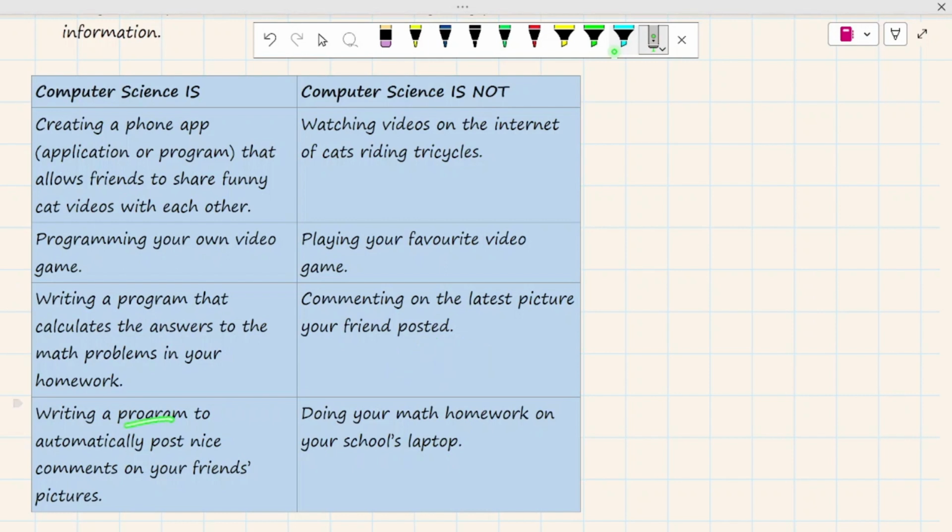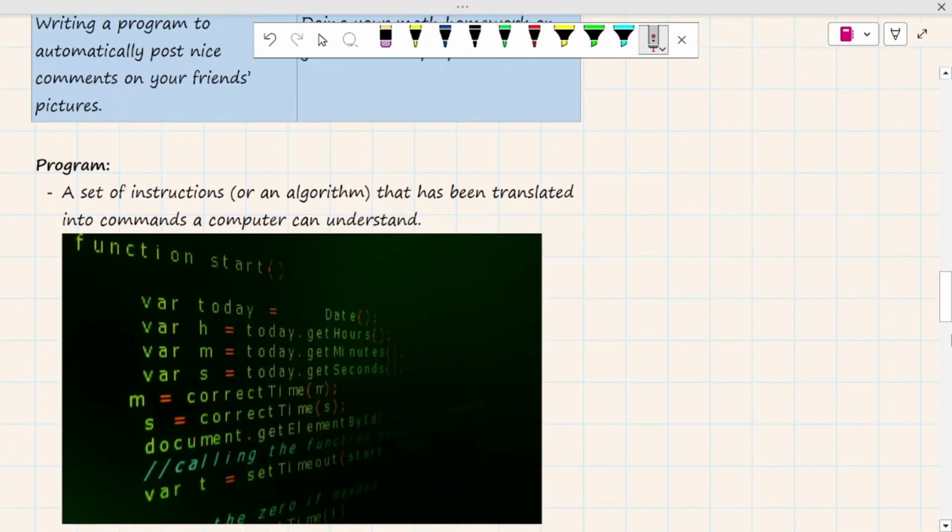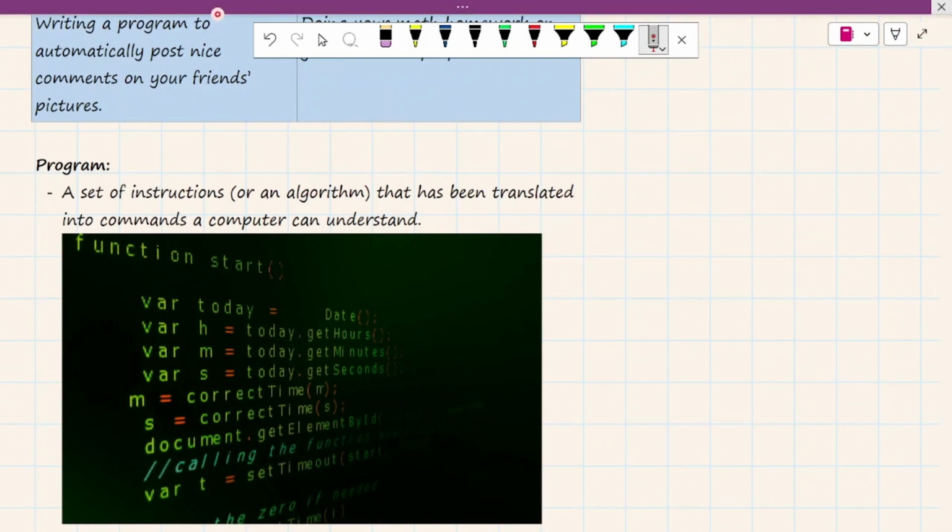And if you are writing a program to post nice comments for your friends, it means you are writing a program, you are using computer technology to automate something. That is computer science, and this particular thing is not computer science. Or doing homework using some software, that is not computer science. And now coming to the next part, that is program.